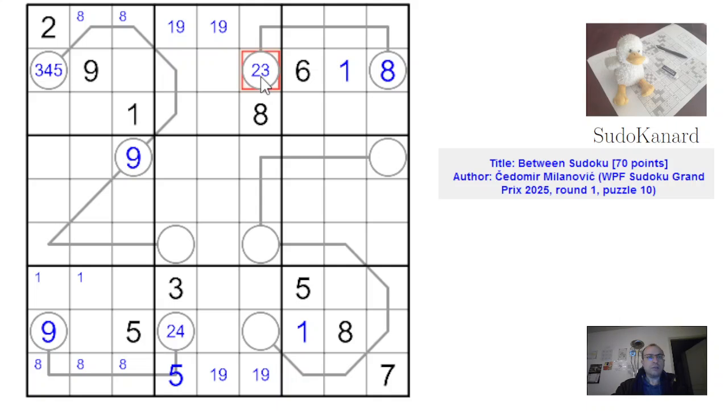A 3 here would force... Oh, I was thinking if 3 is here, then it can't appear anywhere on this line, and it must be here. In which case, this has to be lower than 3, which is impossible. So that is not a 3, that is a 2. All right, so now all values are possible. And I don't think I can do anything better than that at this point.